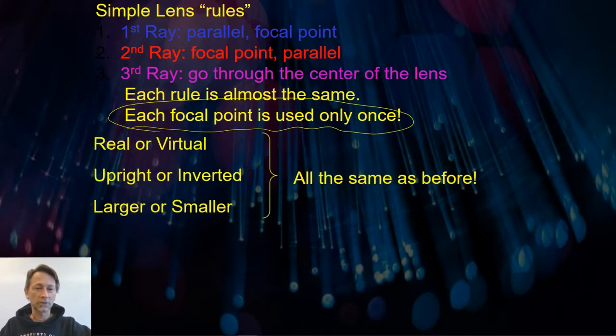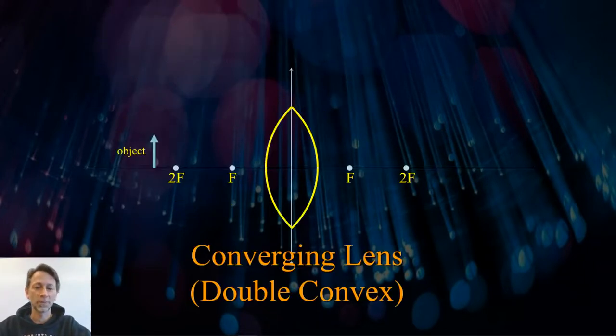When we talk about real or virtual, upright or inverted, larger or smaller, all of those are the same as before. It's real if the actual refracted rays hit the image. It's virtual if we have to draw dotted lines back to get an image. Upright if it's upright, inverted if it's upside down, larger if it's bigger than the original, smaller if it's smaller than the original. Those are all the same as before. So here we have our converging lens, or a double convex.